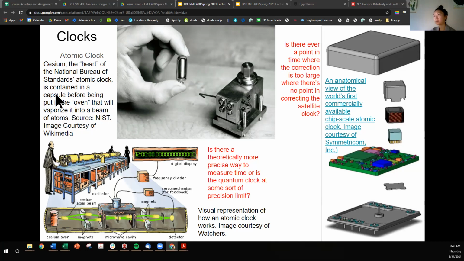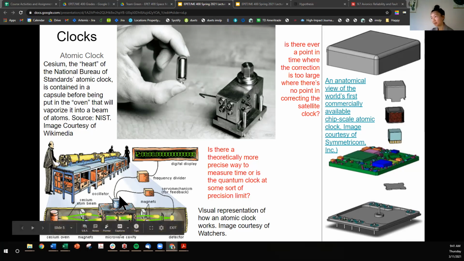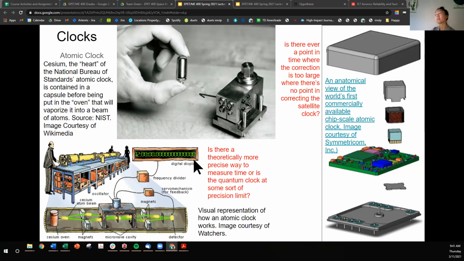The heart before it's put in the oven that will vaporize it into a beam of atoms. On the bottom left, you'll see why you need a kind of cesium oven. This is how an atomic clock works. So you have the cesium oven, and it emits a cesium atom beam. This atom beam is then directed into some oscillator that can keep track of frequency, which converts it to time.